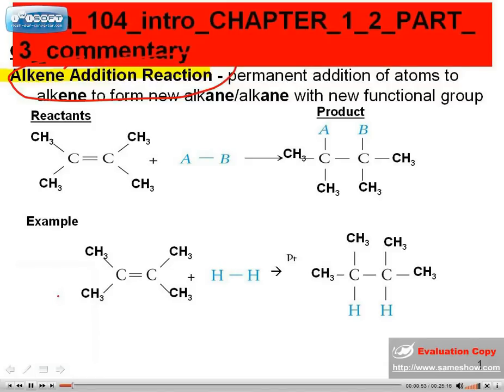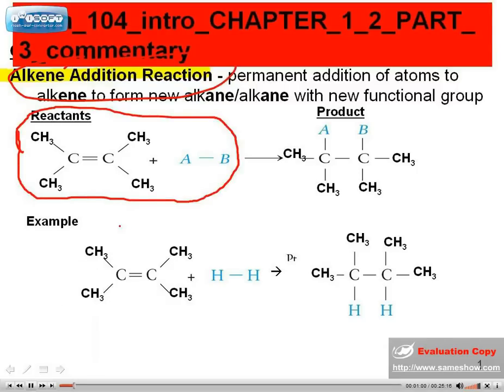So to start us off, these are the reactants that I'm highlighting. This right here is a reactant containing an alkene, and then this is a diatomic molecule that I'm going to be adding in to the alkene. Hence the term alkene addition, since we're adding another substance into an alkene, creating one general substance.